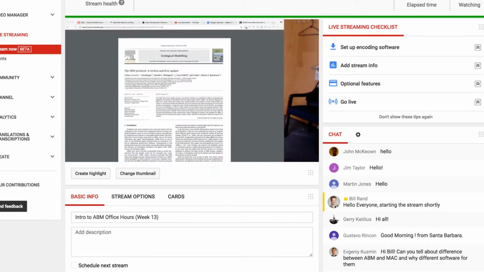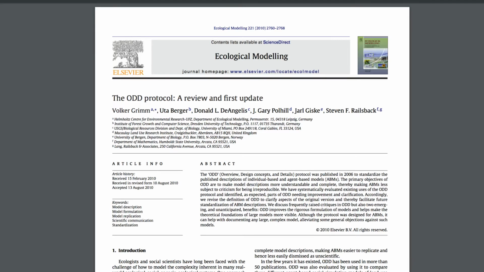And it basically describes the fact that, sorry, didn't mean to flip away like that. It basically describes the fact that after it had originally been released, there were some discussions about it, right? The ODD protocol, let me start by explaining it, was designed to provide standards for how people would publish their agent-based models in such a way that they could describe them for other people to understand them, right?